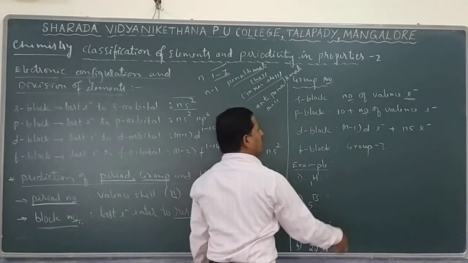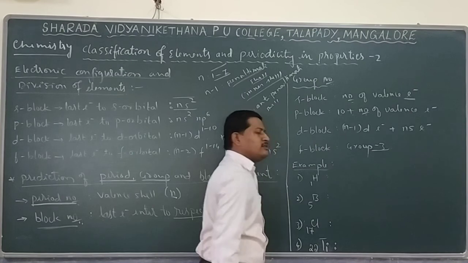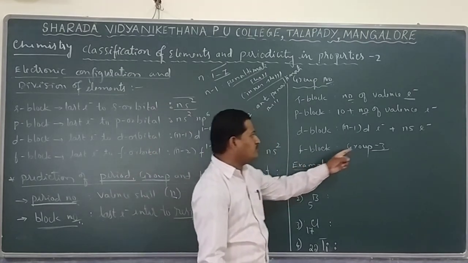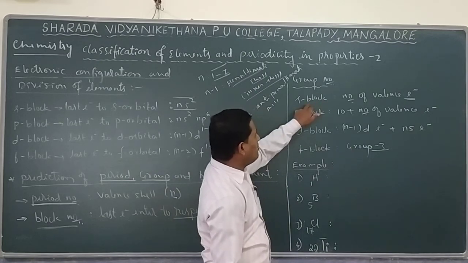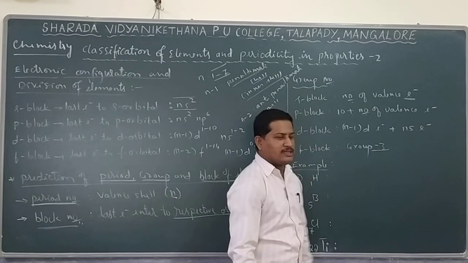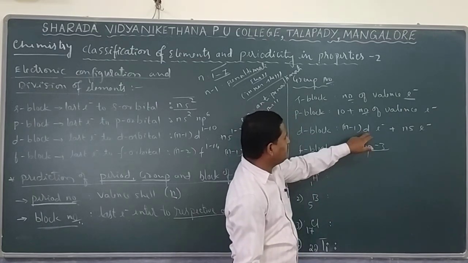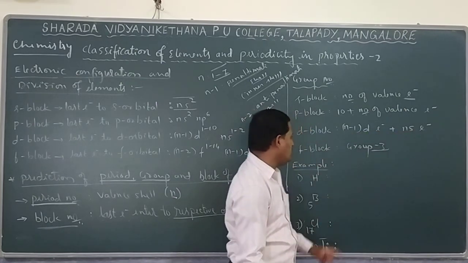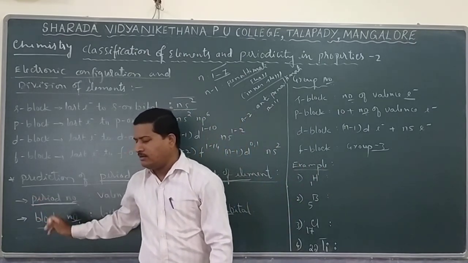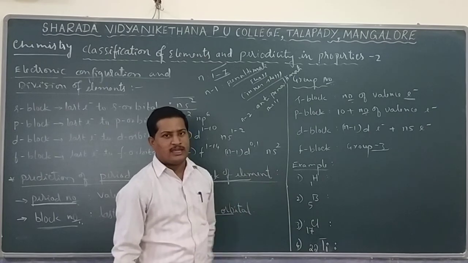And for the f block, always remember, f block elements show group number 3. So for all the f block elements, it shows group number 3. Like that, for the s block, the number of valence electrons; for the p block, 10 plus the number of valence electrons; for the d block, (n minus 1) d electrons and ns electrons; and for the f block, group number 3. So like that, the period number, block as well as group number can be identified.